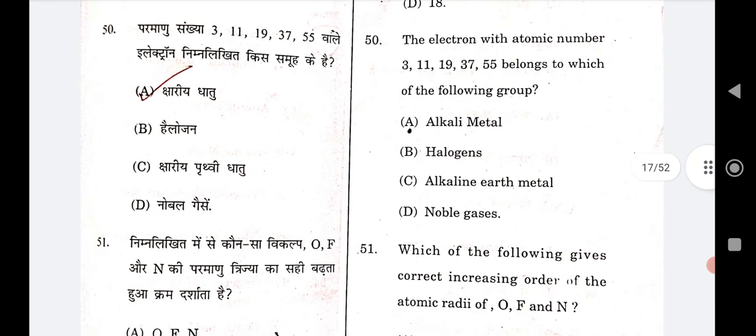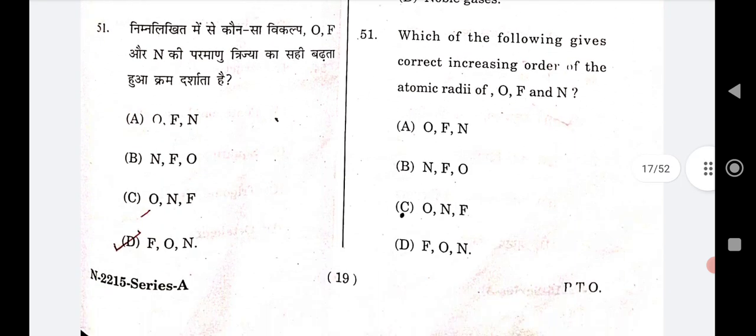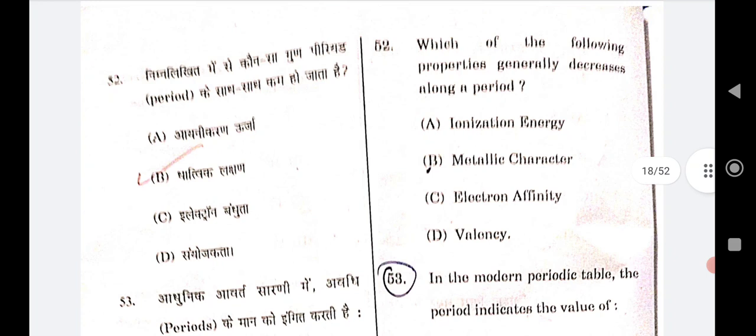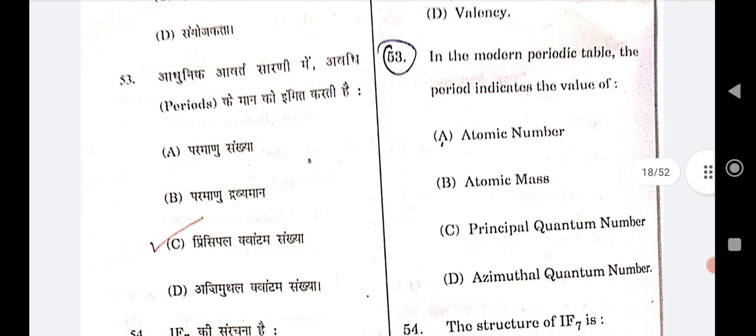Next question: the elements with atomic numbers 3, 11, 19, 37, 55 belong to which of the following groups? Alkali metals, A is the correct one here. Next question: which of the following gives the correct increasing order of the atomic radii of O, F, N? The correct option is F, O, N. D is the correct one here. Next question: which of the following properties generally decreases along a period? Metallic character, B is the correct option here. Next question: in the modern periodic table, the period indicates the value of the principal quantum number. C is the correct one.